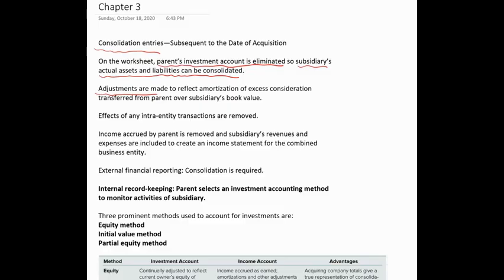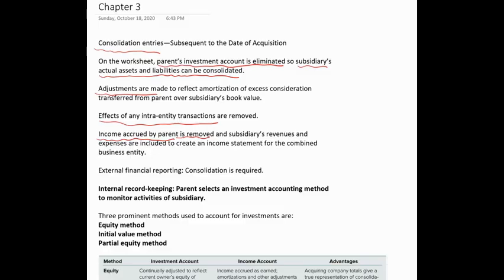And we also need to remove any inter-entity transactions, like accounts payable and accounts receivable between these two companies. Also, the parent company is going to accrue the subsidiary income on its books. It has to be removed as well. We remove the accrued income from the parent's income statement. At the same time, we need to combine their revenues and expenses together.